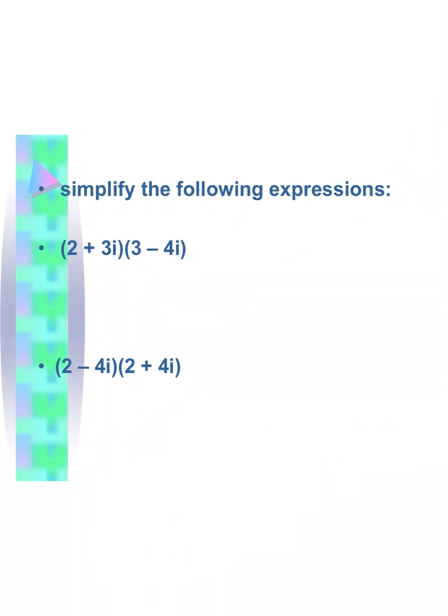Once you have multiplied and simplified for our first expression here, you're going to end up getting a final answer of 18 plus i. And then for our second one, using our trick of a squared plus b squared, you should end up getting 20 as your final answer.